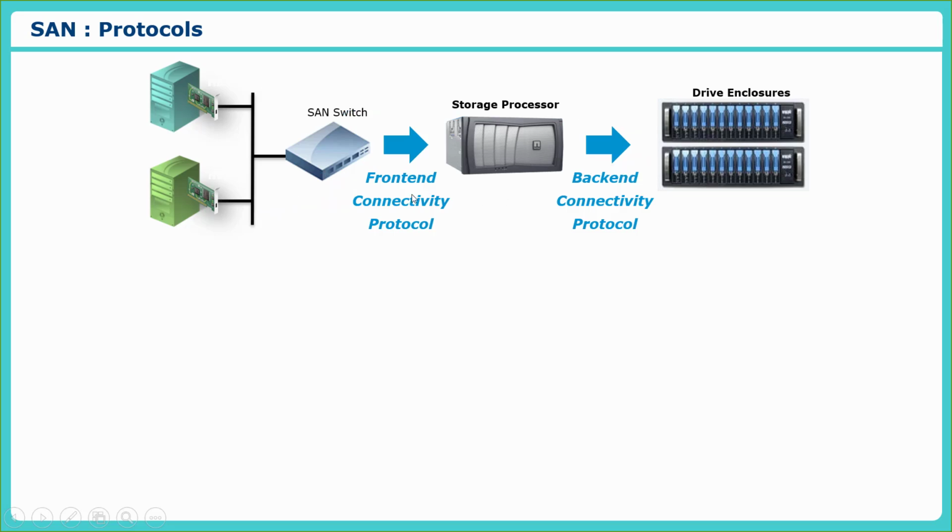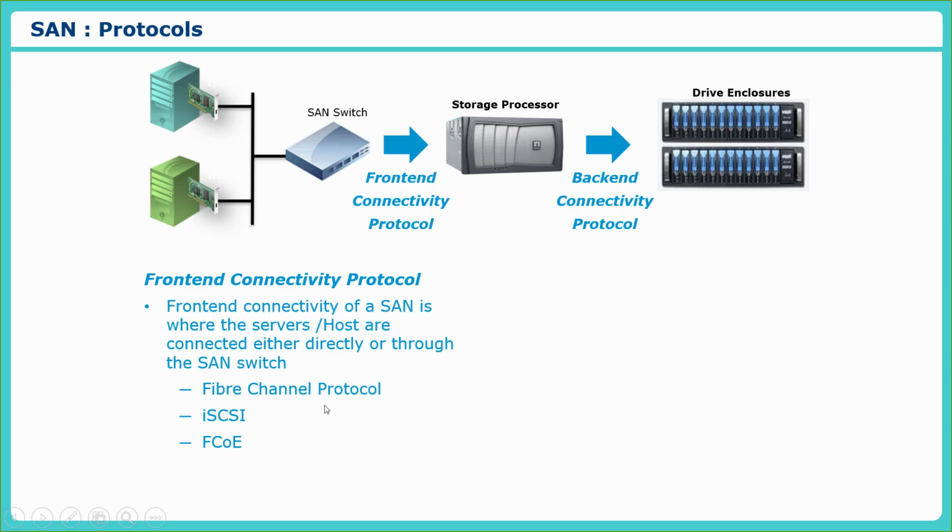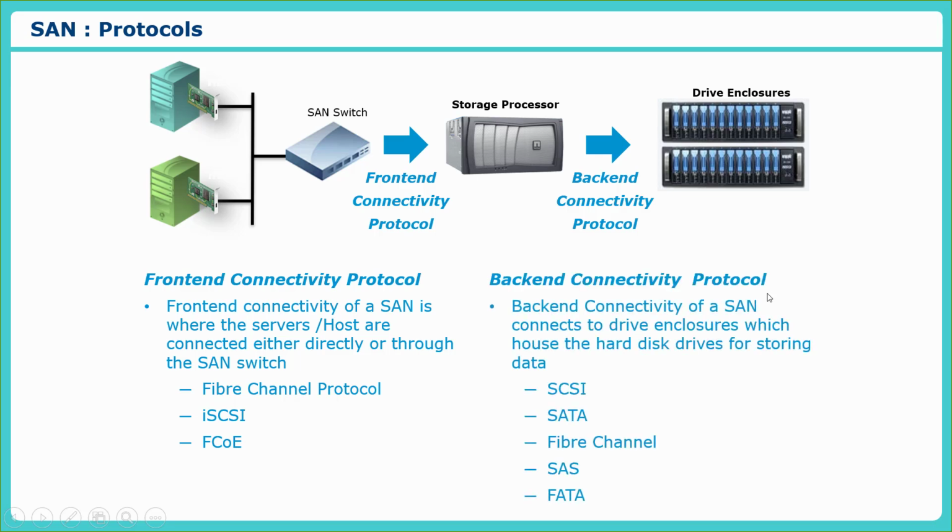So that's why we refer to them as front-end connectivity protocol and back-end connectivity protocol. Front-end could be Fiber Channel protocol, FC as we call it, iSCSI, FC over Ethernet, and then back-end can be, depending on vendor to vendor, SCSI, SATA, Fiber Channel, SAS, and Fiber ATA. It all depends. So this is how storage is physically presented to my server. That's how my server would have access to a device on which it can store data.